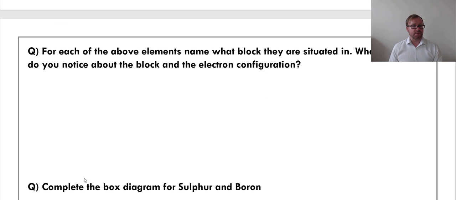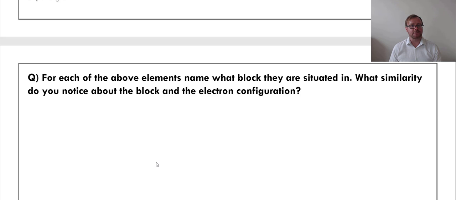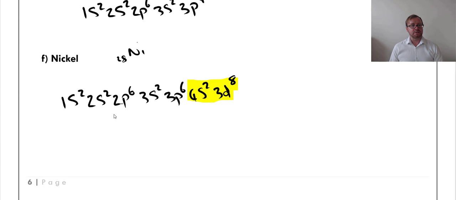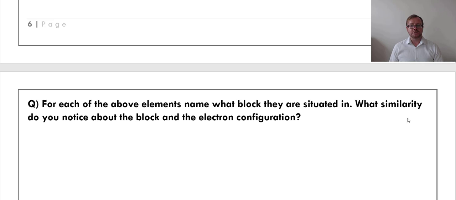So another question: for each of the above elements, name what block they are situated in and what similarity you notice about the block and the electron configuration. Remember, on your periodic table you have an S block, a D block, a P block, and an F block below. So notice which block each of these elements is in, and what similarity you notice about the block and the electron configuration. Okay, I'll give you another couple of minutes.